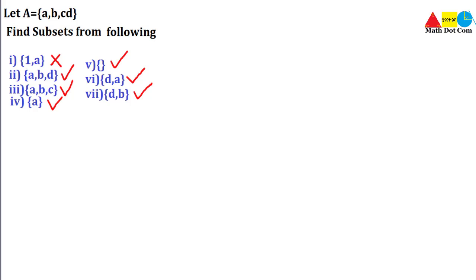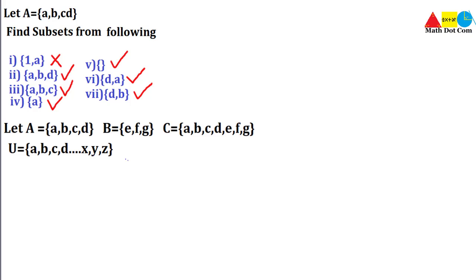So let's have the Venn diagram representation of subsets by using an example. So we have these sets. Let A equal {a, b, c, d}, B equal {e, f, g}, and C equal {a, b, c, d, e, f, g}, and U is the universal set containing all the alphabets. Let's write which set is a subset of another set. Here it is clear that A is a subset of U, because this is a universal set and every element of A is in U. The same is the case, B is a subset of U, and C is also a subset of U. This is clear because U contains all the elements.